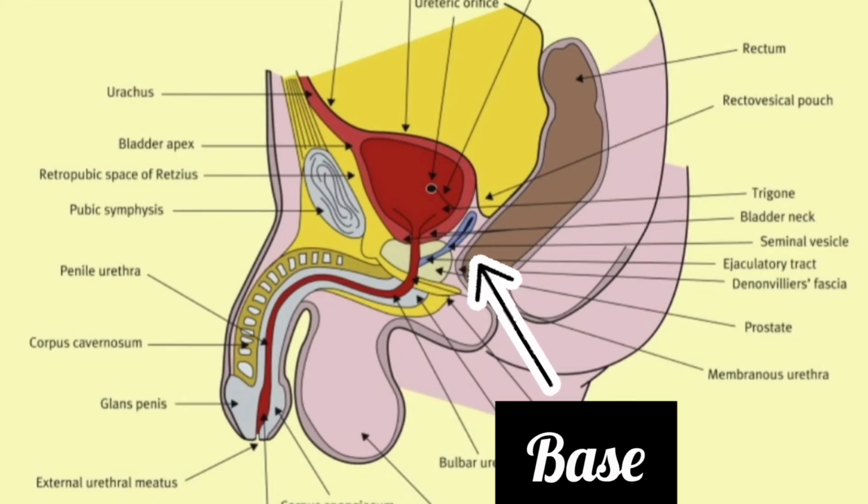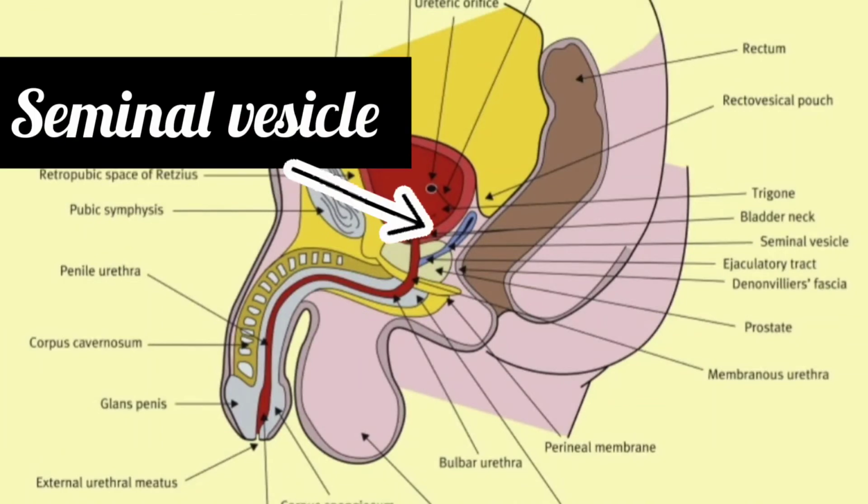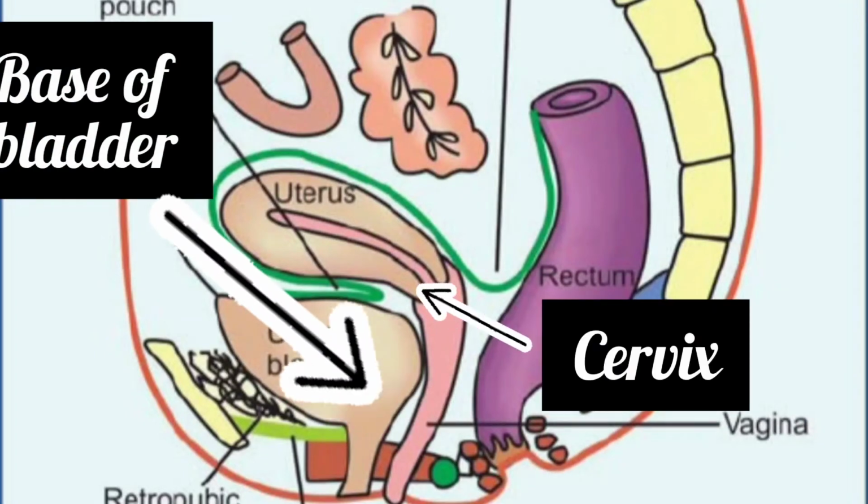Next is the base of the bladder. In males and females, there are some differences. The upper part of the base is related to the rectovesical pouch in males, which separates the rectum from the bladder, and the lower part is related to the seminal vesicle and also to the vas deferens. In females, the base of the bladder is related to the cervix and also to the vagina.